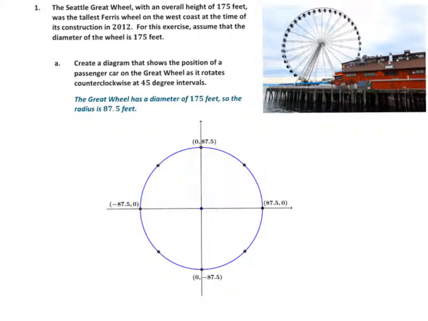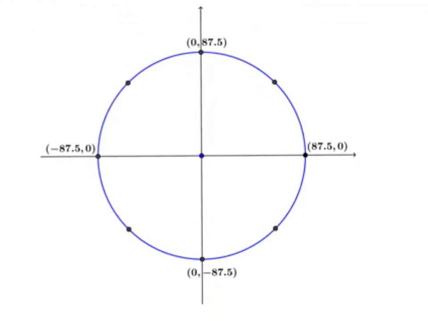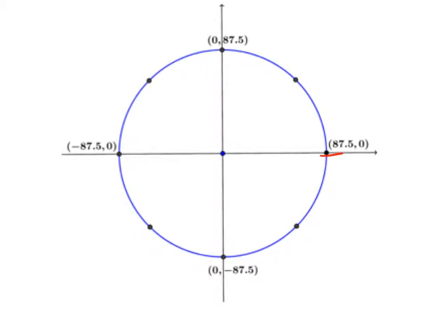Alright, for number 1, you had the Seattle Great Wheel, and you had to answer a question. Create a diagram that shows the position of a passenger car on the Great Wheel as it rotates counterclockwise at 45-degree intervals. And this is all you had to show here for that. These are the 45-degree intervals for that problem.